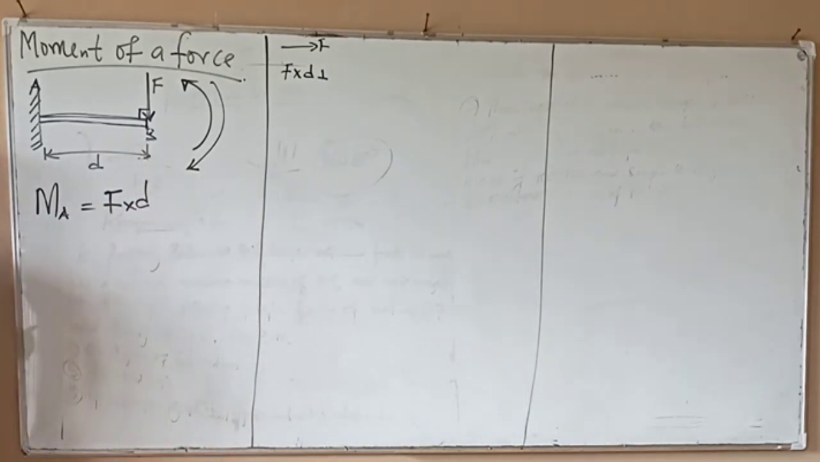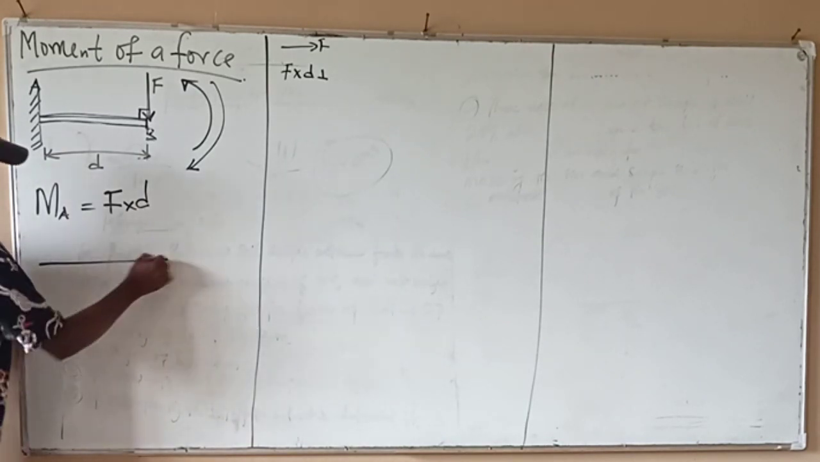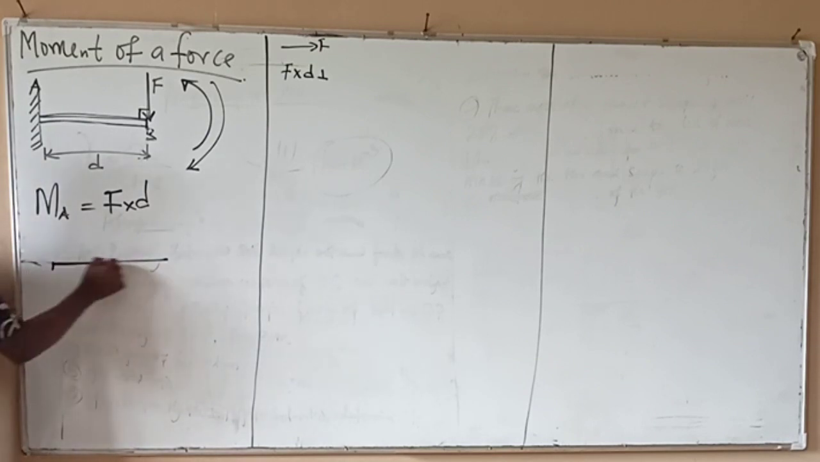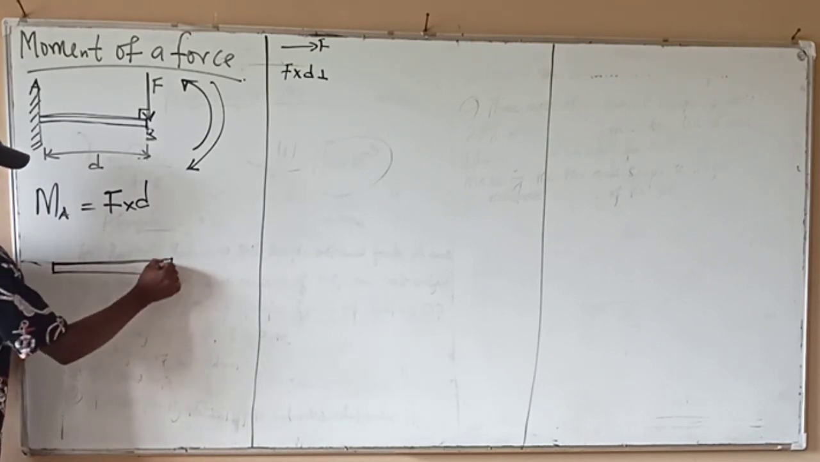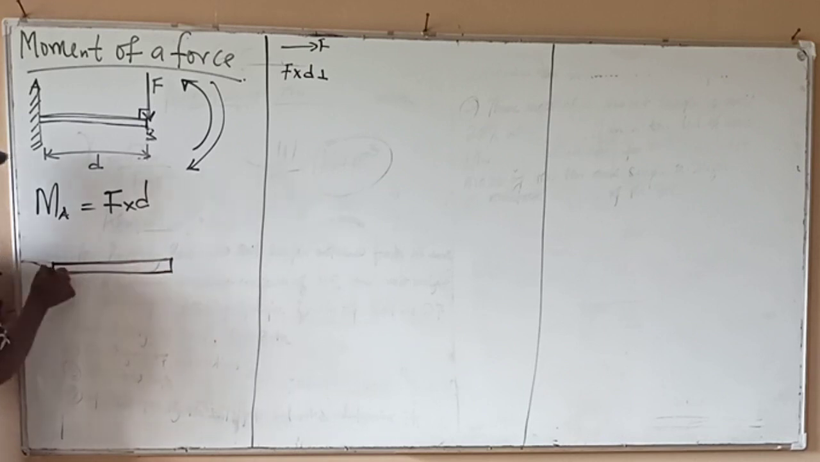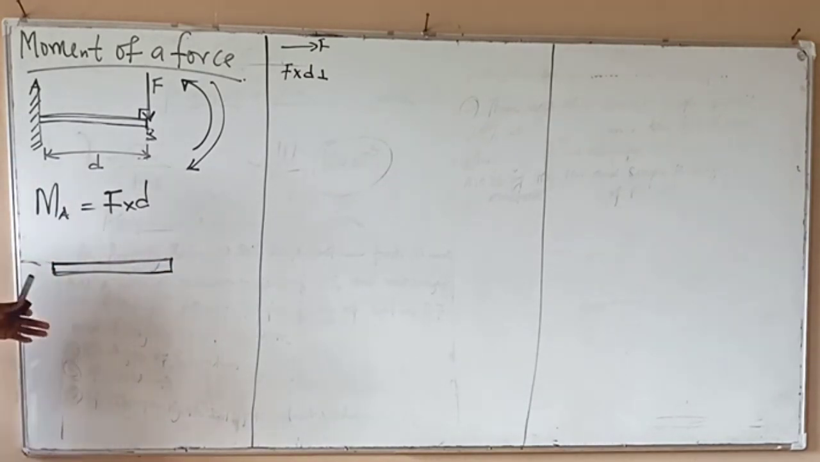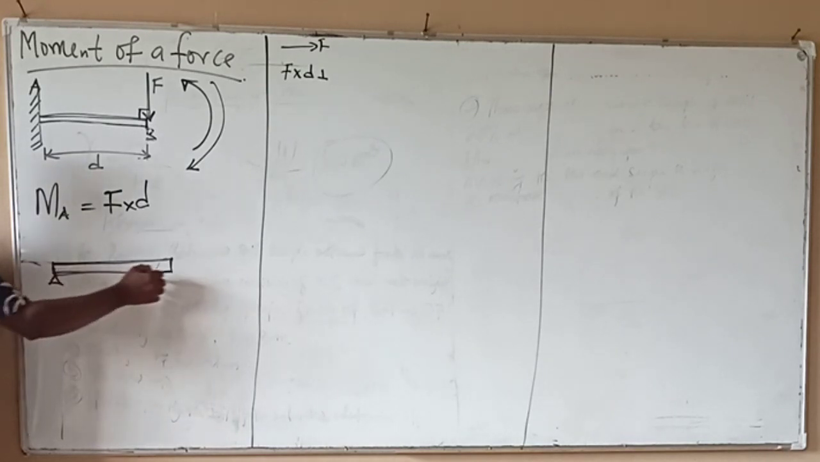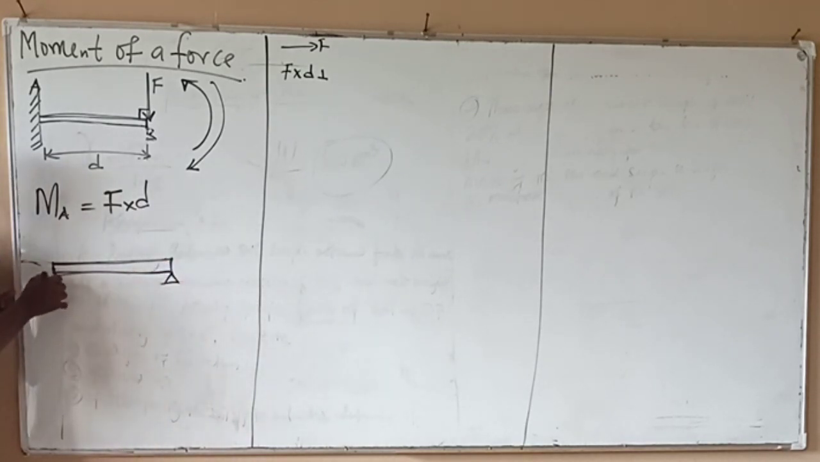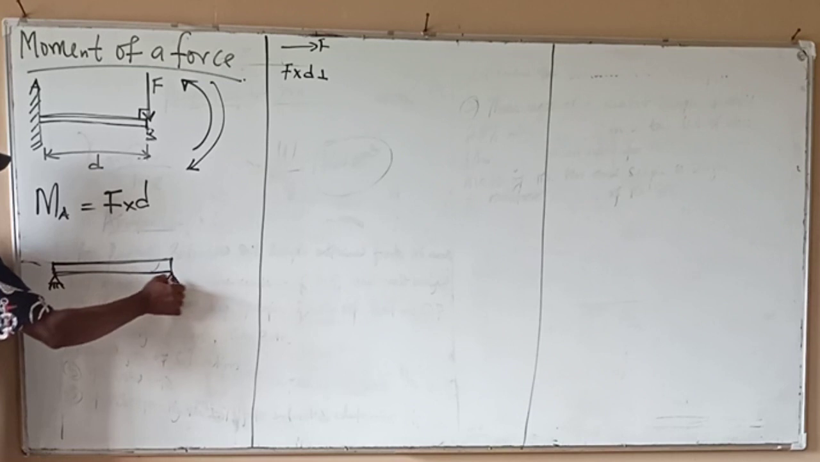Okay, so let's say we have something like this. Let me draw another beam here, a beam of this nature. For moments, like the moment you do in secondary school, we call it a meter rule. They will peg it here. I'll peg my own here.